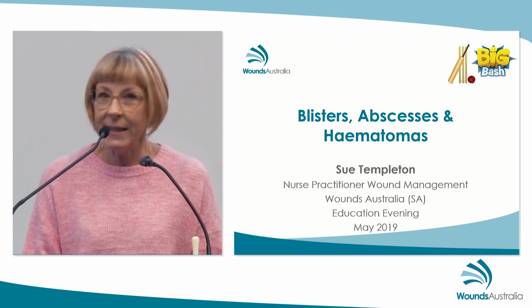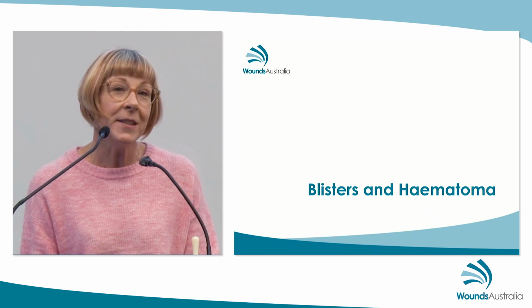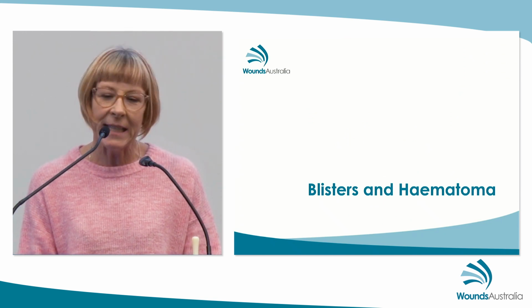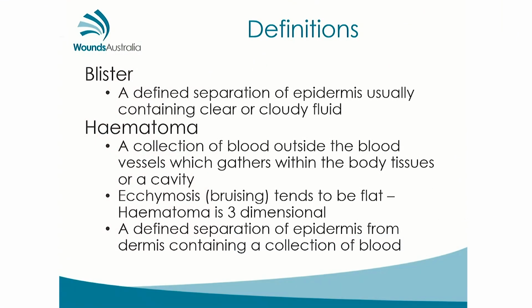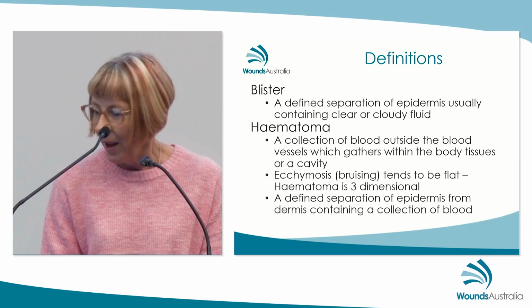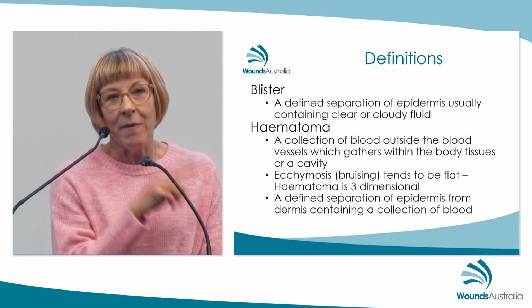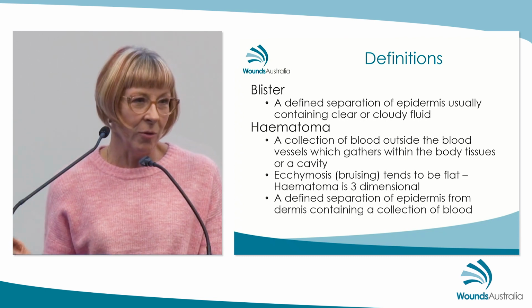So let's get going. Okay, so the first thing I'm going to talk about is blisters and hematomas. So a blister can be defined as separation of epidermis, usually containing clear or cloudy fluid. Now, a hematoma is a bit different, of course. It's a collection of blood outside the blood vessels which gathers in the body tissues or a cavity. How does, though, a hematoma vary from a bruise? That's often a good question.